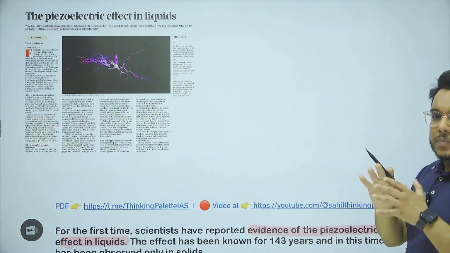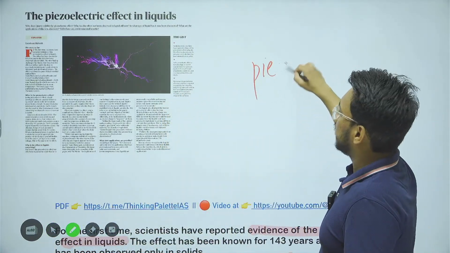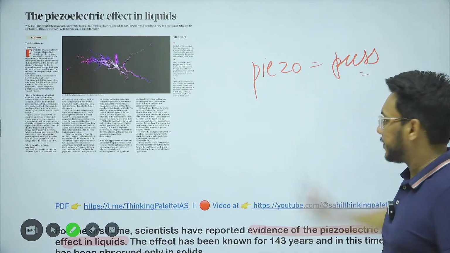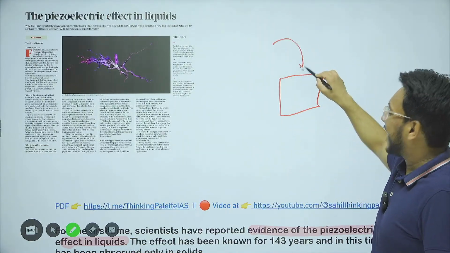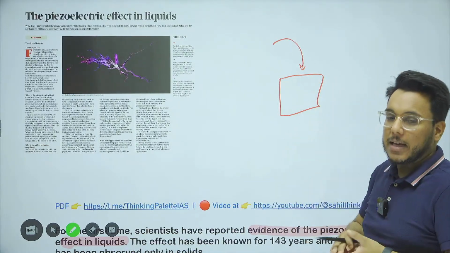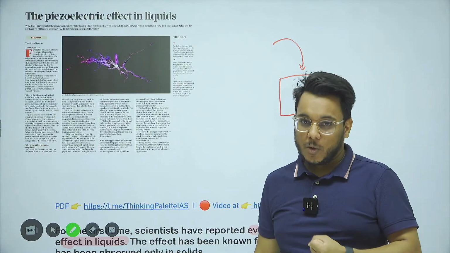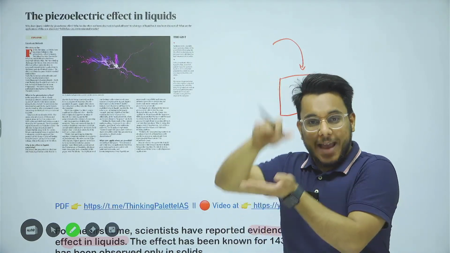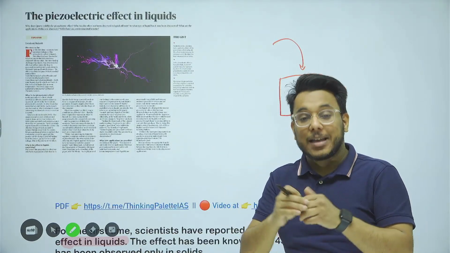First of all, the word piezo comes from the Greek word for press. So basically, there are certain elements, if we put a mechanical pressure on them, by squeezing them, what will happen? A kind of electric charge will be released. So this is the piezoelectric effect, that when you put a mechanical pressure on something, electric charge will be released, and that electric charge can be used.